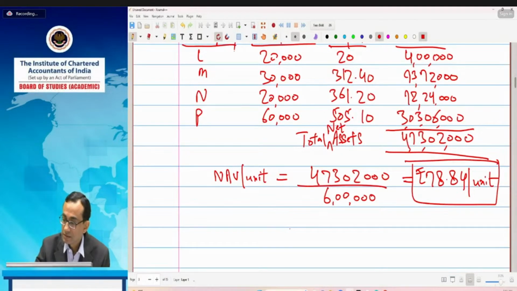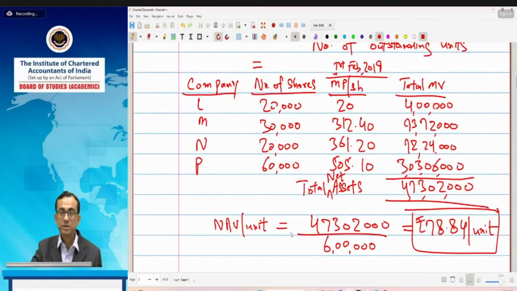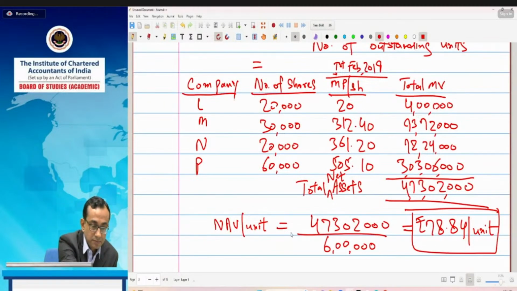Okay. So up to this portion, it is relatively simple. A repeat of the first question, you can say. We multiplied the number of shares with the market price per share. We get the total market value. We will consider it as the total net assets. No liabilities are given in the question. So then we will divide the total net assets by the number of units, which is 6 lakh. And the amount arrived at is 78.84 per unit. It is the NAV per unit. Fine.